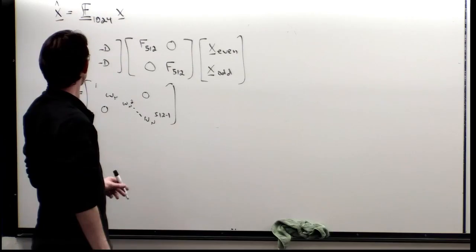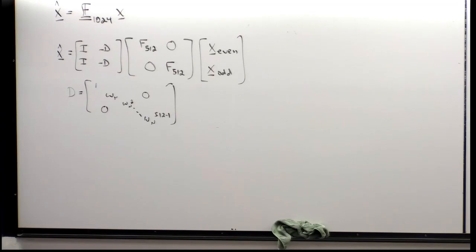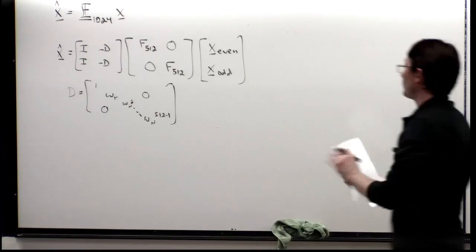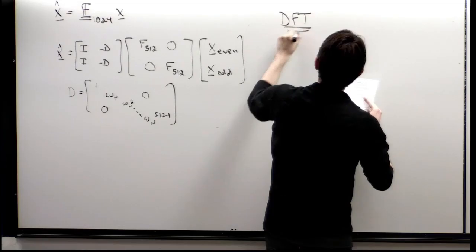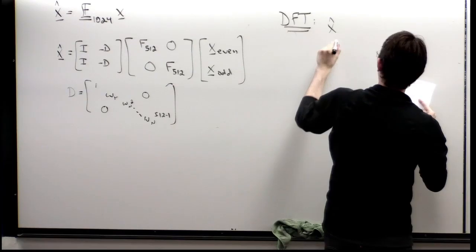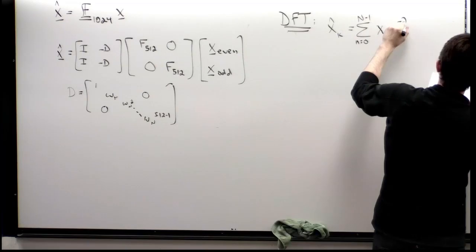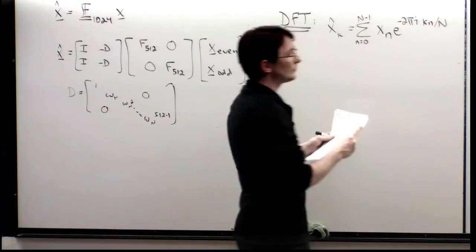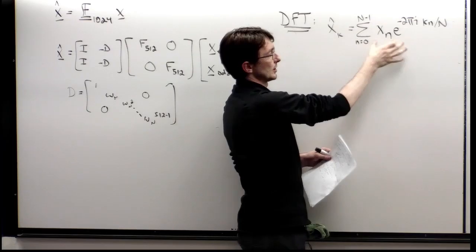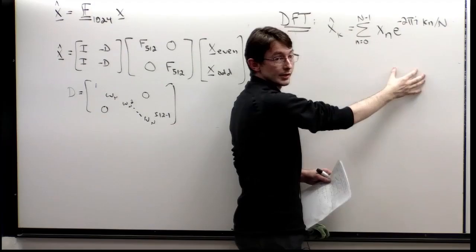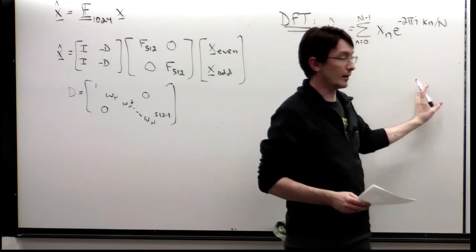You can really see this if you write the formula for the discrete Fourier transform. So if I actually write down the formula for the DFT, x hat k equals the sum from n equals 0 to big N minus 1 of x n e to the minus 2 pi i k n over big N. And so the basic principle here is pick out all of the even coefficients and write that as one sum, and then pick out all of the odd coefficients and write that as another sum. And you'll find that you get two smaller 512 sums.